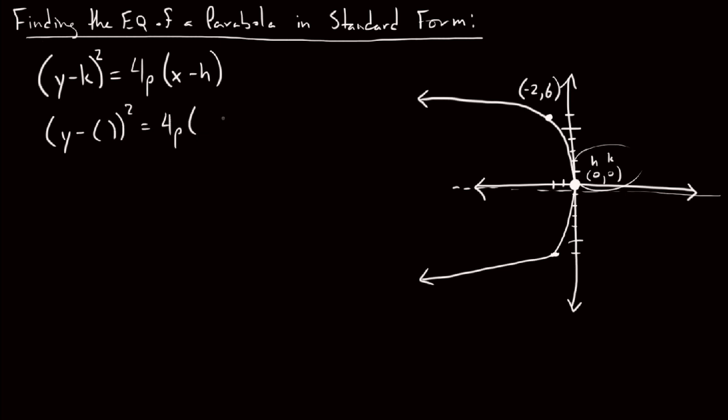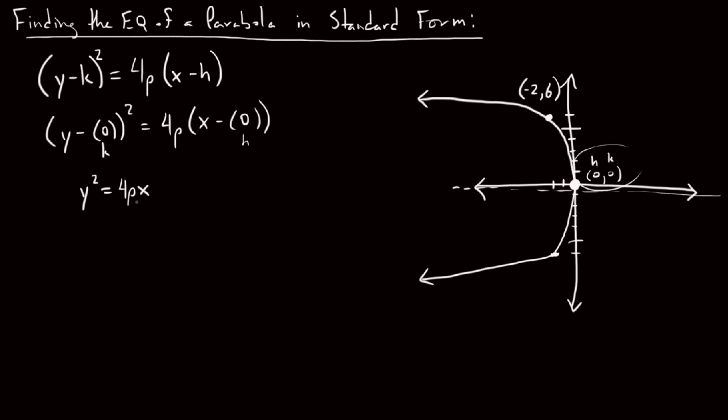We don't know p yet. But since this opens to the left, we already know something about p, and I'll let you think about that for a minute. We know the vertex lies at an h value of 0 and a k value of 0. So y minus 0 squared is y squared, which is equal to 4p times x minus 0, which is just x. A very clean equation. The only mystery at this point is what p is.